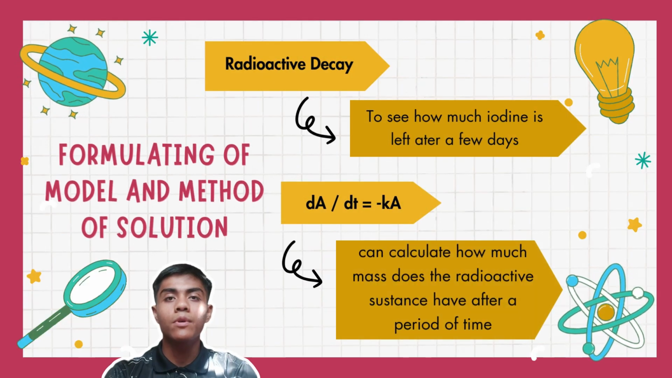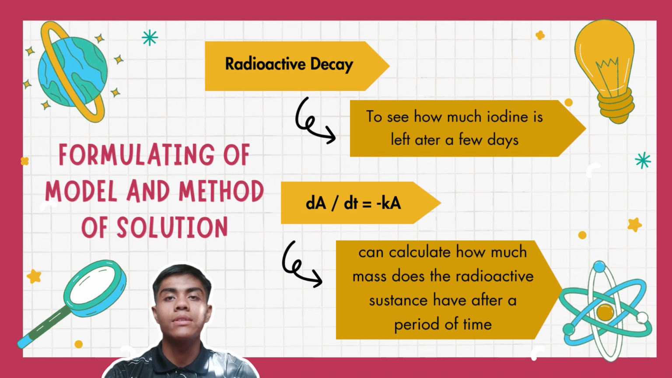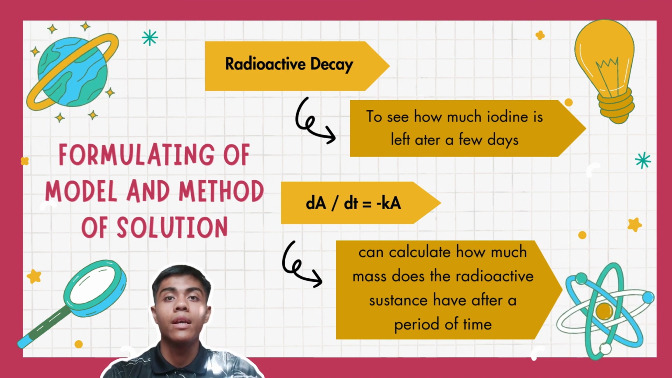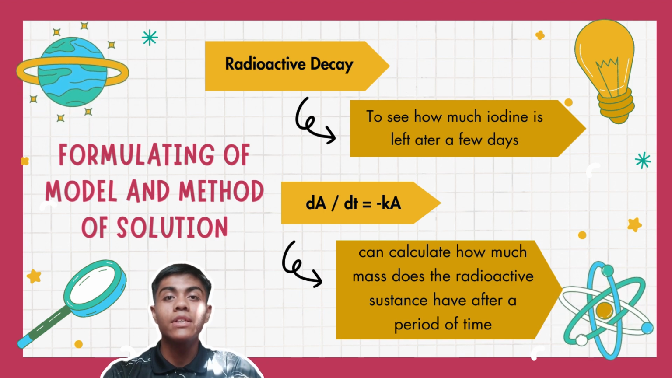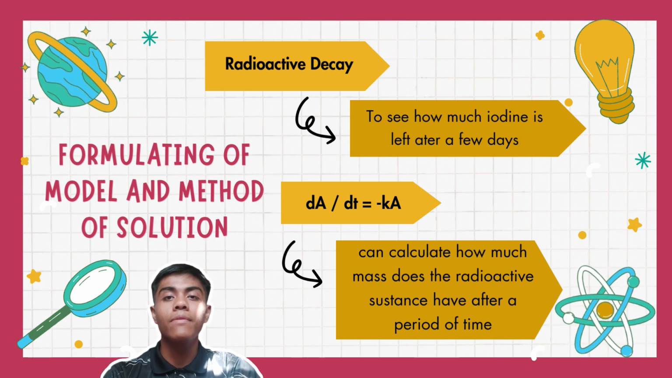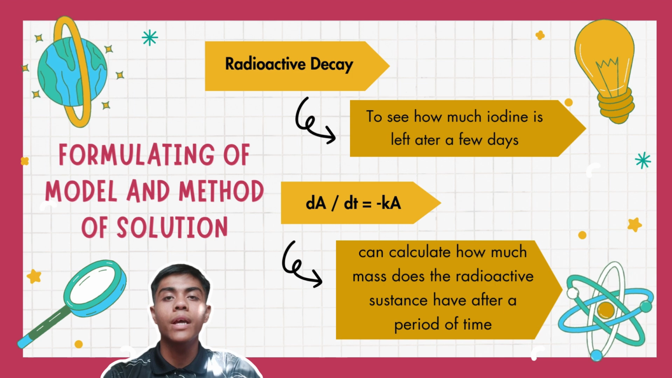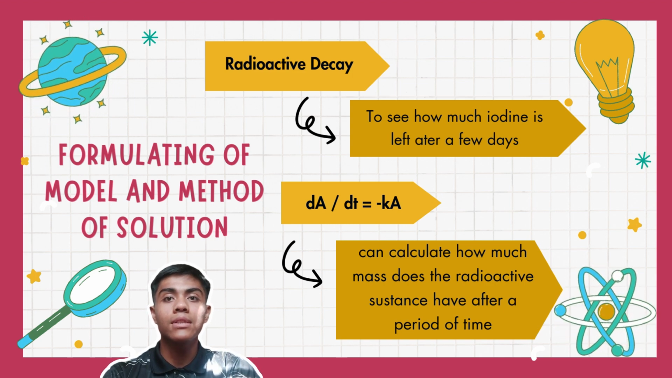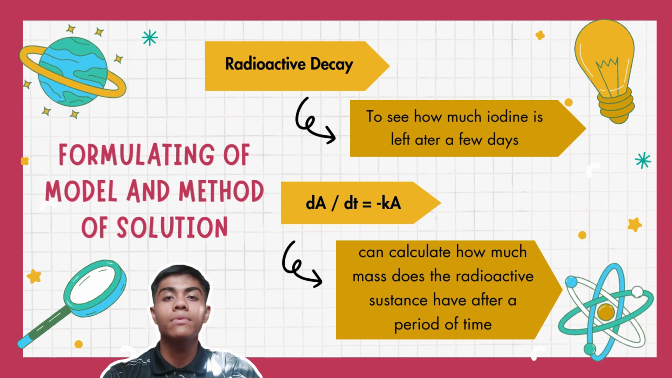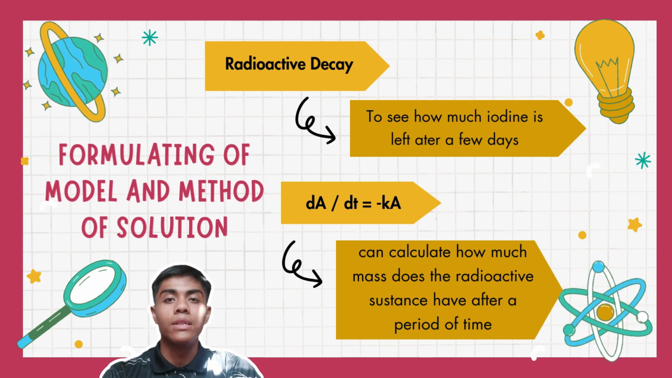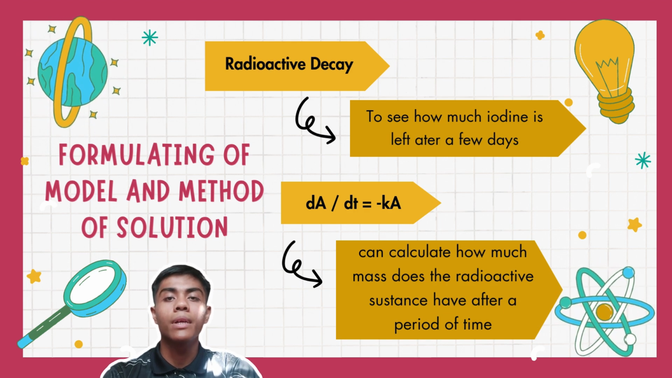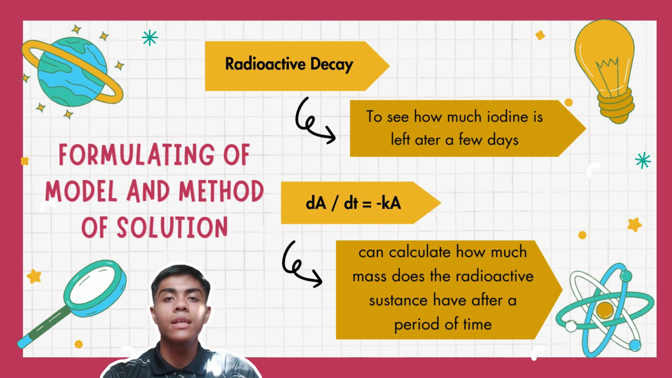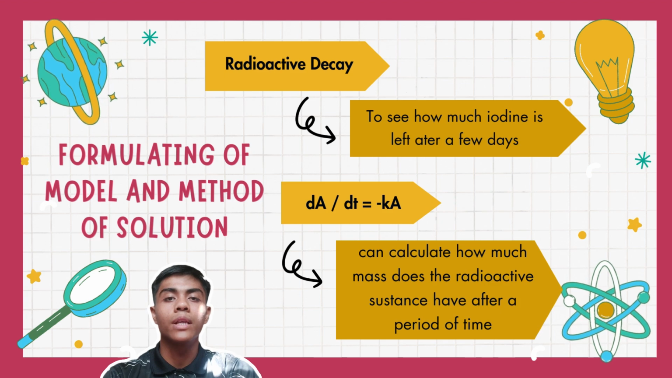The purpose of this project is to see how much iodine is left after a few days of its decaying by using the radioactive decay method. This method uses the change of mass of the substance after leaving it for a period of time. Then, the radioactive atom will decay or disintegrate into atoms of other elements. With this, we can calculate how much mass the radioactive substance has left. The formula is dA over dt equals negative kA.